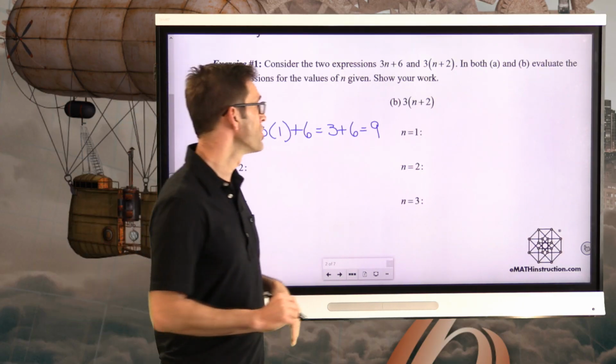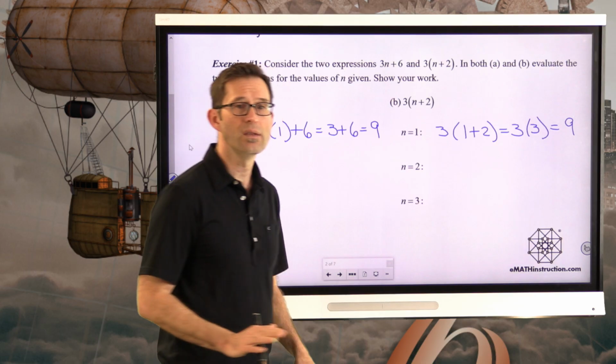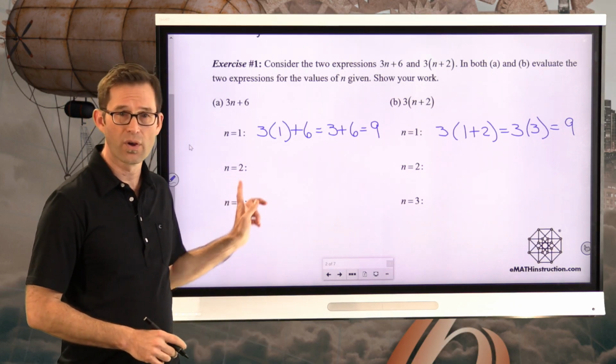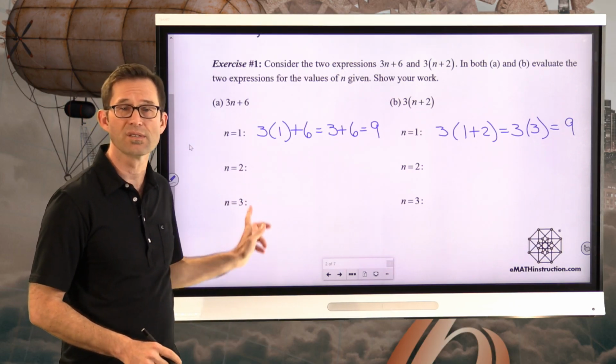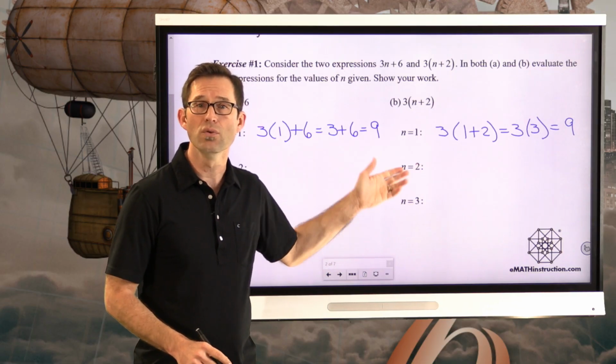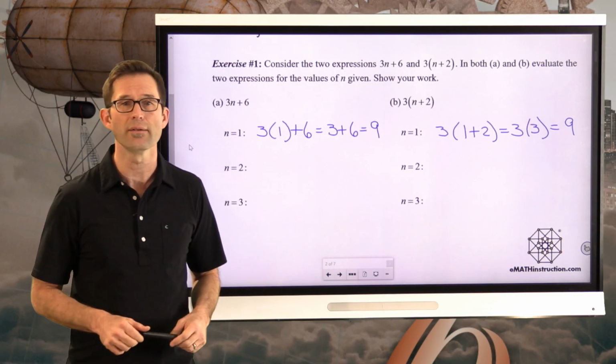So for n equals 1 here, slightly different calculation. I'm going to put 1 in for n. Now my order of operations says I have to do the work in parentheses first, but that's simple enough because it gives me 3. And then 3 times 3 is 9. All right, easy enough, right? So now I'd like you to figure out what the value of 3n plus 6 is for 2 and 3, and the value of 3 times the quantity n plus 2 for n equals 2 and n equals 3. Pause the video now and take a few minutes to do that.